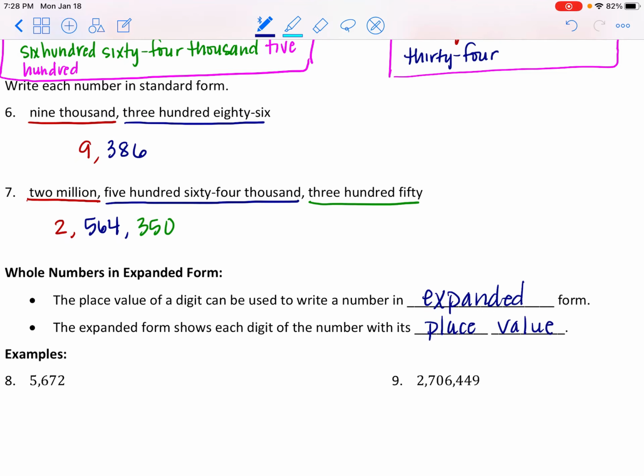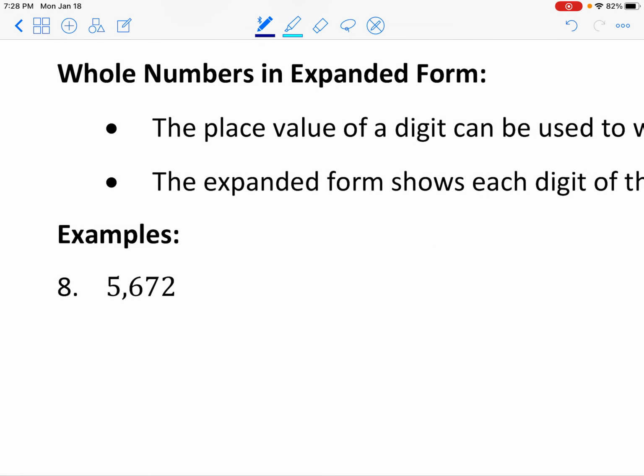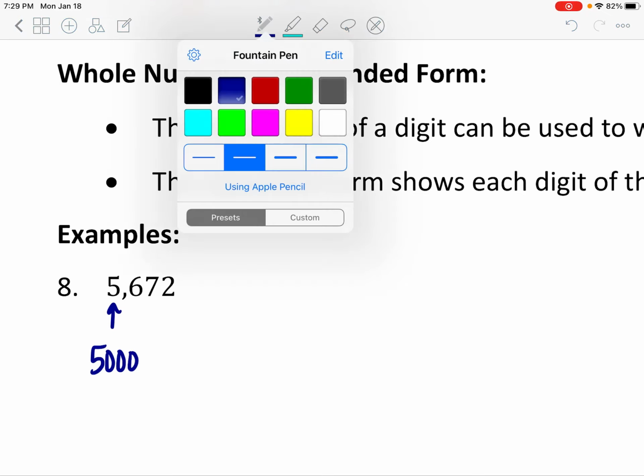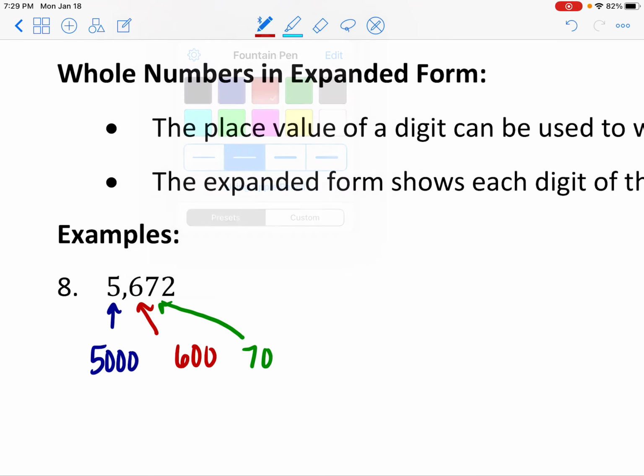And let me show you. So when we are reading this 5, for instance, this 5 we know is in the thousands place, so it represents 5,000. And the 6 is in the hundreds place, so it represents 600. And the 7 represents the tens place, so that's 70, that's 7 tens. Make sure I keep going with my arrow concept here. Lastly, we have the 2 that's in the ones place, so that represents just a 2 in the ones place.